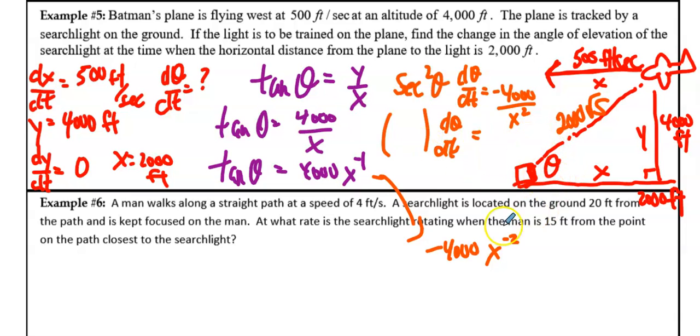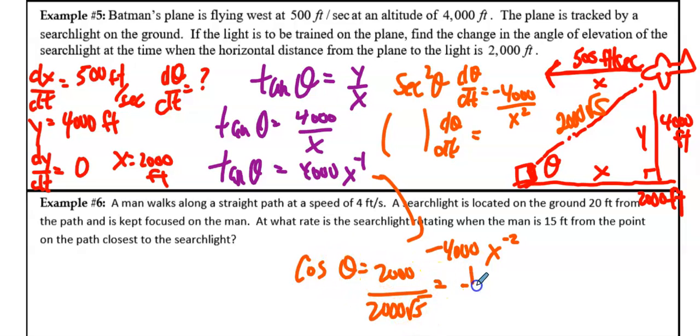So now we have that. We can say that the cosine of theta is going to be equal to the adjacent side, which is 2,000, all over the hypotenuse, which is 2,000 square roots of 5. So this actually ends up becoming a pretty nice little problem. If we were to simplify this really quickly, we would just get 1 over the square root of 5. Well, secant of theta is going to be equal to the square root of 5 over 1, and so secant is actually just going to end up being square root of 5.